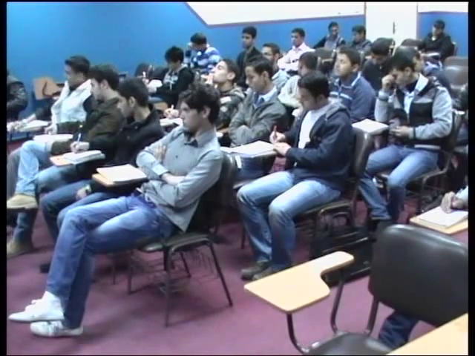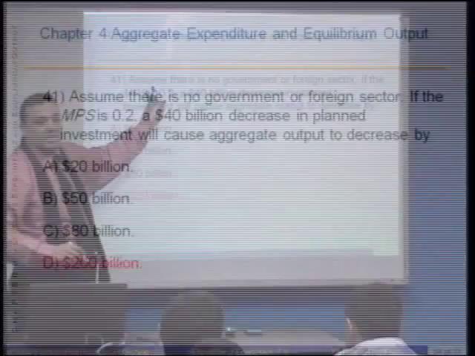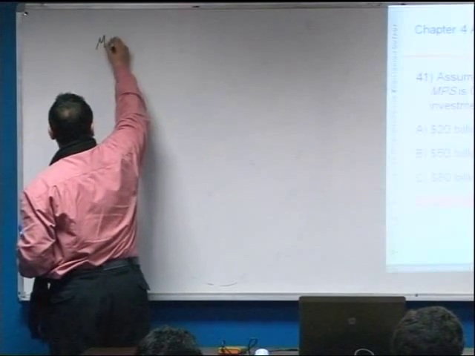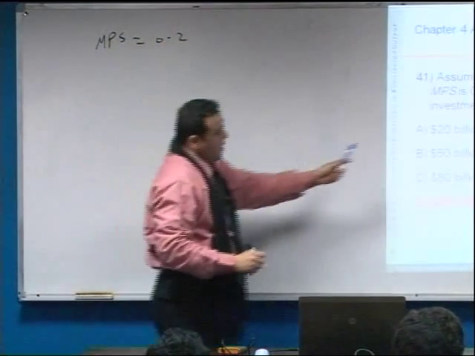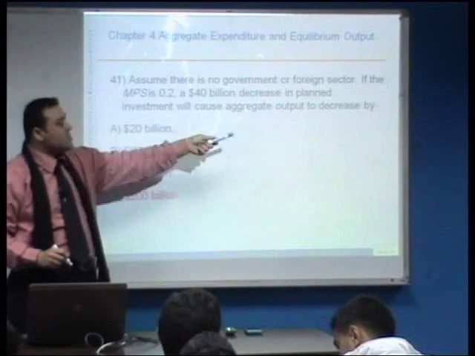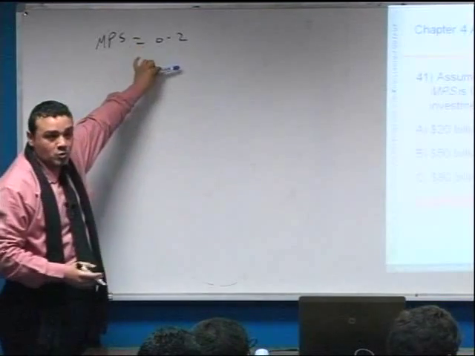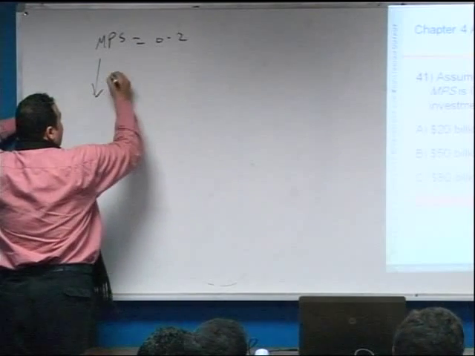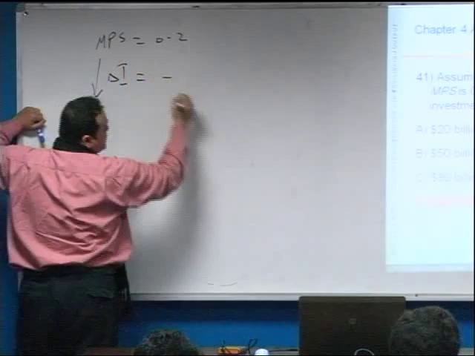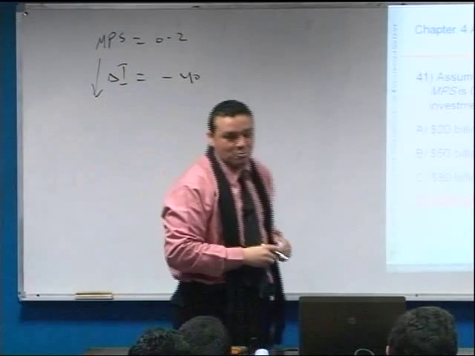In this exercise, what do you see? We don't have a government and we don't have a foreign sector. If the MPS equals 0.2, a 40 billion decrease in the planned investment will cause the aggregate output to decrease by how much? So in this case, MPS equals 0.2 and we have a decrease in the planned investment. So delta I equals minus 40. Calculate the change in aggregate output.